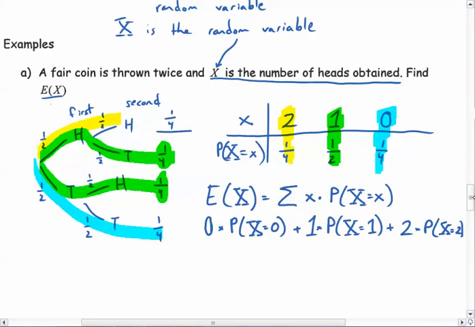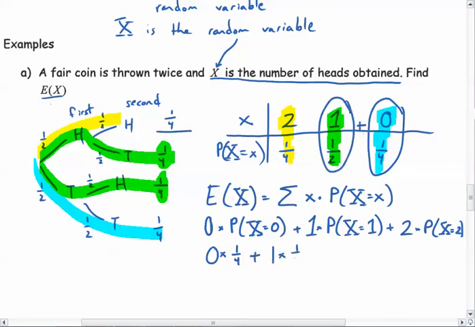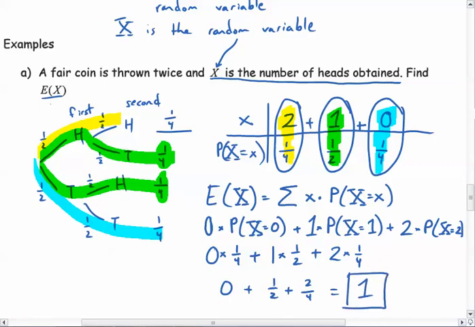So the easy way of doing that would just be to take 0 times 1/4. You're going to add that with 1 times 1/2. You're going to add that with 2 times 1/4. So the total is 0 and 1/2 and 2/4, which is 1. So the expected value is 1.